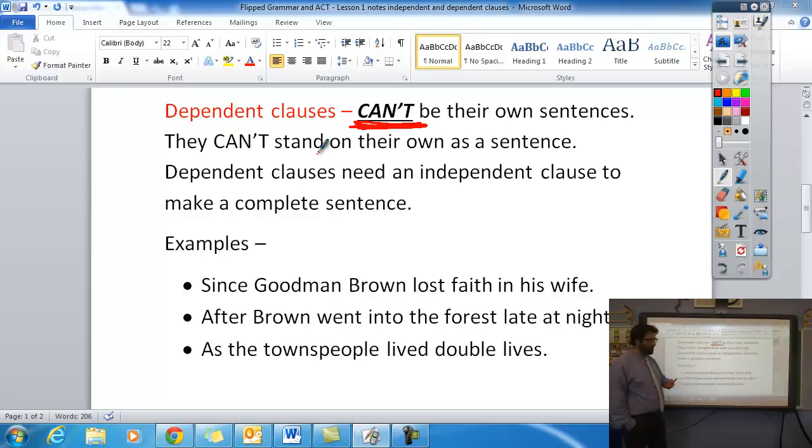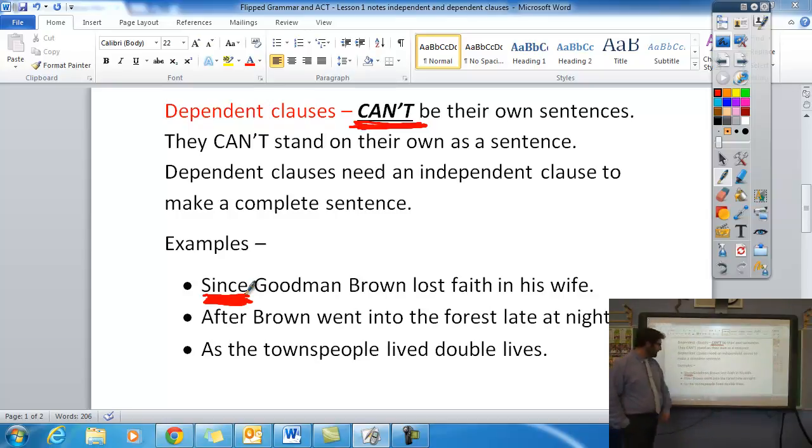Since Goodman Brown lost faith in his wife, right? If I just came in and said that to you, since Goodman Brown lost faith in his wife, you'd expect me to say more, right? Well, what happened because Goodman Brown lost faith in his wife? It's not a complete thought, right? This is a dependent clause. The "since" makes it a dependent clause. It's got a subject, it's got a verb, but it's not a complete thought, right? And the "since" makes it incomplete.